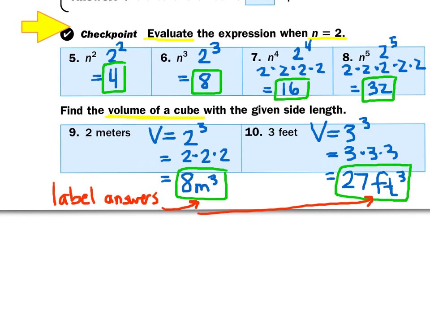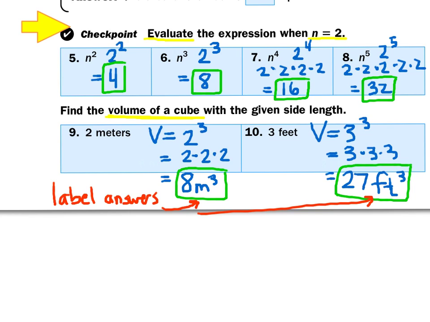Okay, take a look at number 7. n to the 4th power. So 2 to the 4th power would be 2 times 2 times 2 times 2. Well, 2 times 2 is 4, and the last two are 4, so 4 times 4 would give me 16. And then number 8, n to the 5th power. Well, 2 to the 5th power would be 2 times 2 times 2 times 2 times 2, and of course that's 32 when you multiply that out.